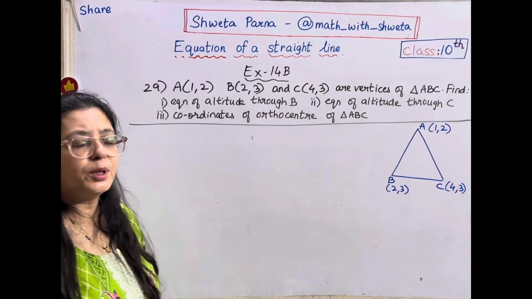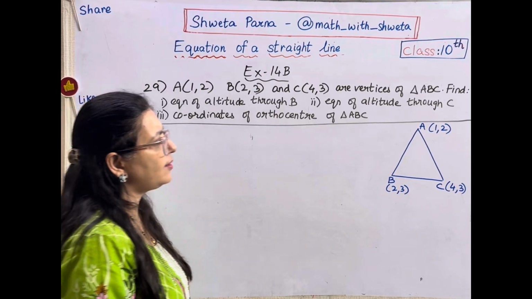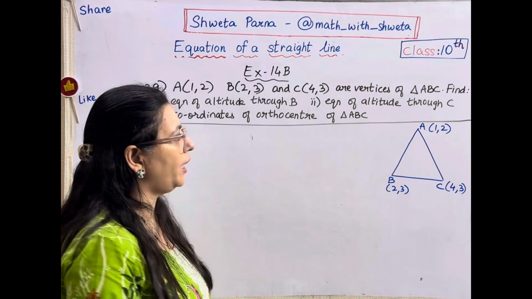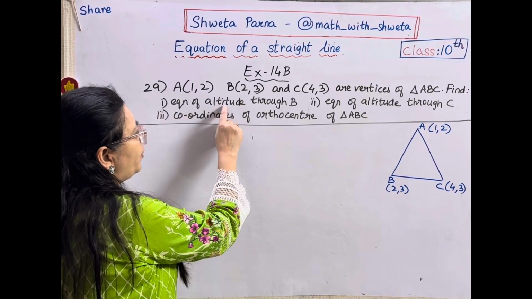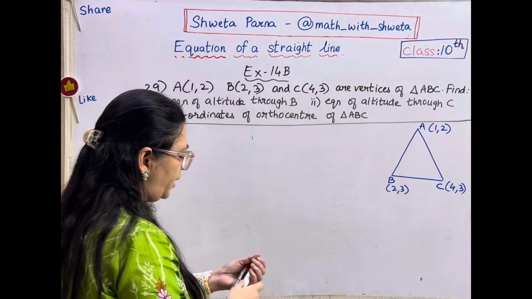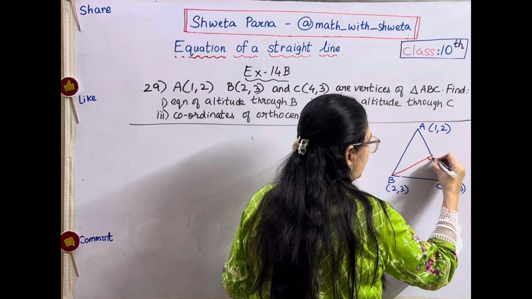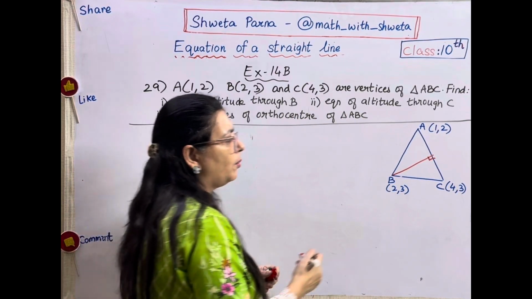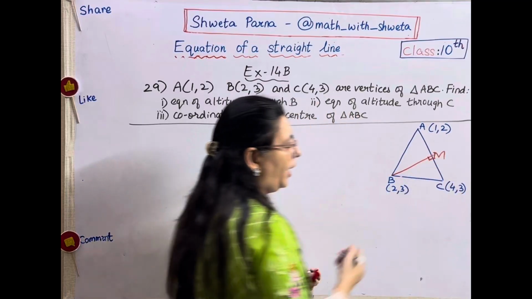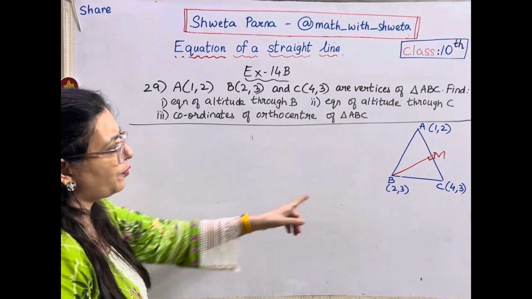Let's go to question number 29. A, B and C are the vertices of triangle ABC. Find the equation of the altitude through B. Through B, you have to find the equation of the altitude. Altitude means it will form a right angle. Let this point be M. So you have to find the equation.